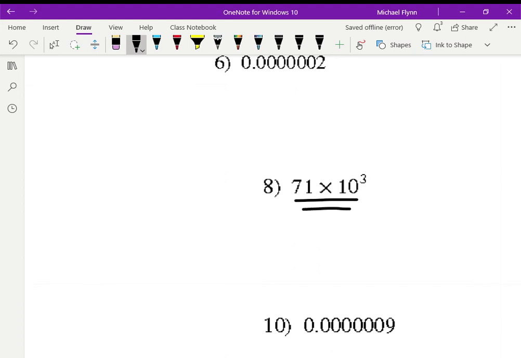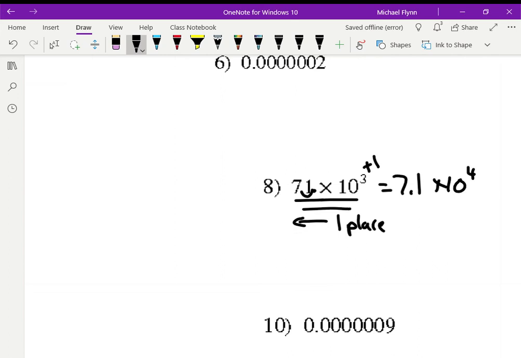Let me point something out to you here. This one looks like it's in scientific notation already. It's not, because the rule is you're only allowed one digit in front of the decimal, not 2. So we have to move the decimal 1 place to fix it. So this is equal to 7.1. Now, it was already times 10 to the 3, but I moved it 1 more place to the left. So I have to multiply it by 10 to the 1, but I'm going to add that to the 3 powers of 10 that are already there. So 3 plus 1 is 4, so it's going to be times 10 to the 4.